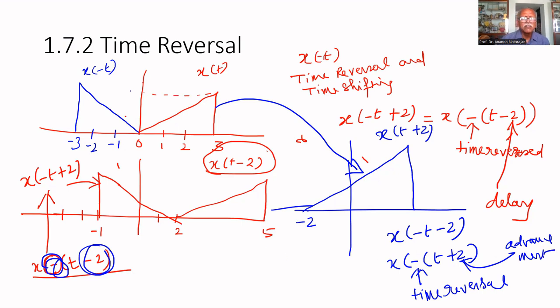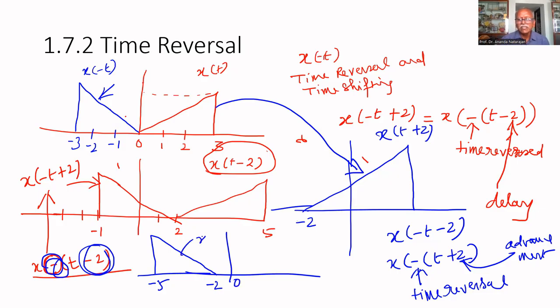So the time reversed signal is this x of minus t. It has to be advanced. Advanced means instead of starting at -3, it will start at -5, and instead of 0, it will end at -2. So this is x of minus t minus 2.